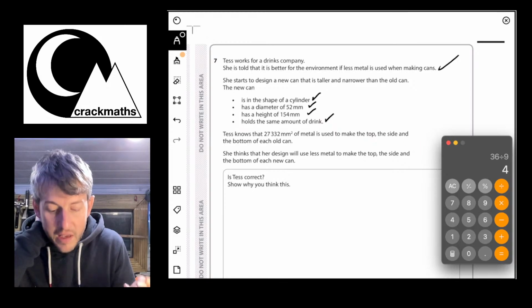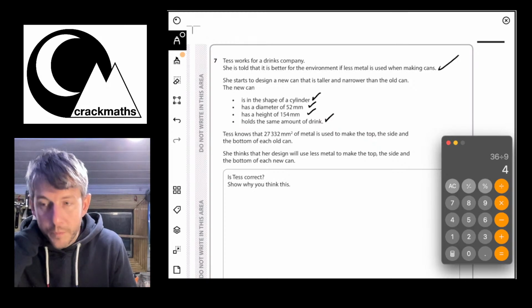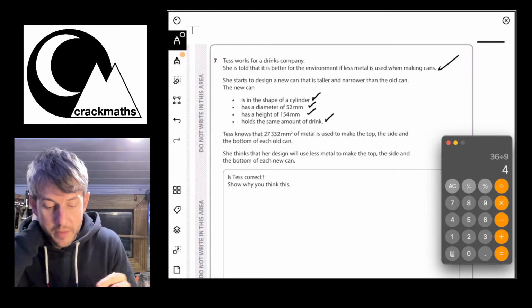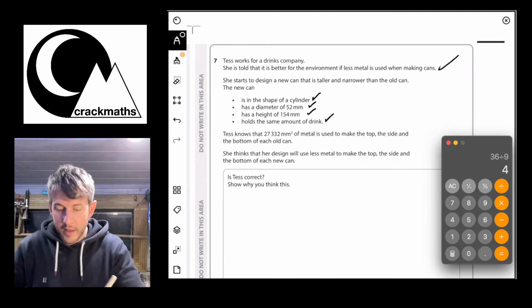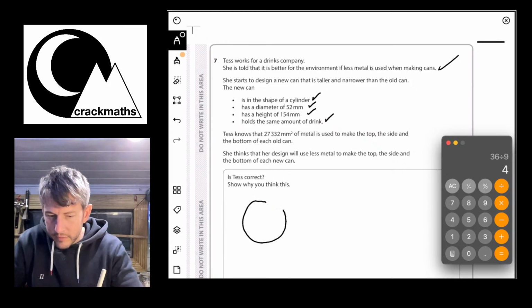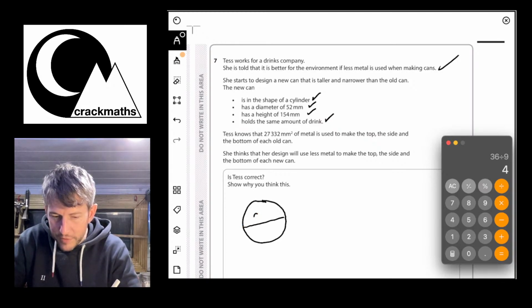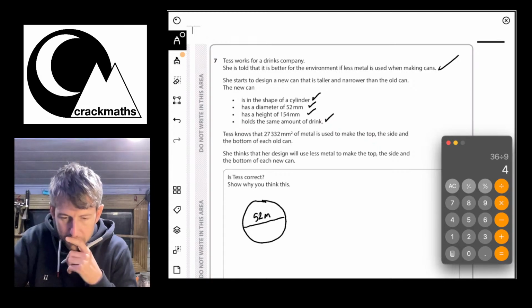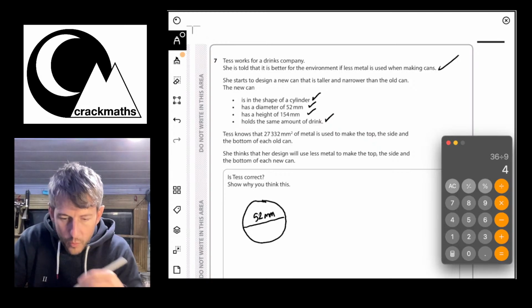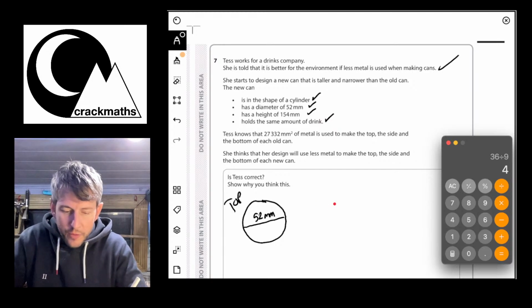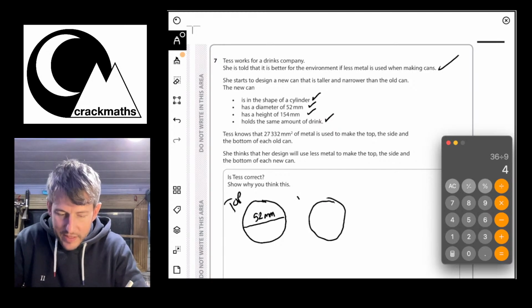Okay, fine. So we just need to find out how much metal we're going to use to make the top, the side and the bottom of this new can. So we've got here this. We know that the circle has a diameter of 52 millimeters. Okay. We have that. So if we've got that as the top, now the bottom circle is going to be exactly the same.